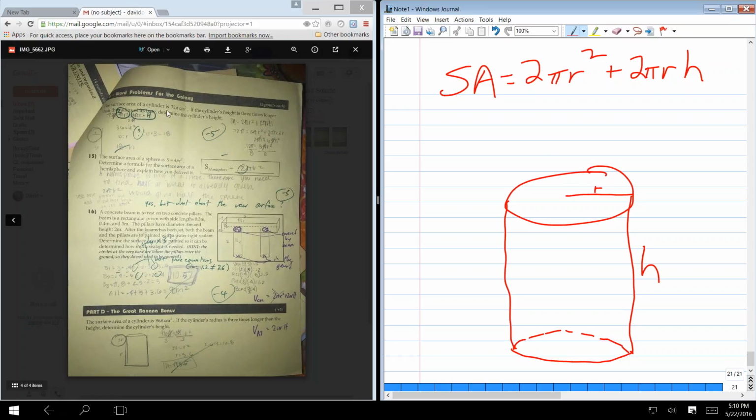Now we go in and we start substituting. Well, they give us the surface area is 72 pi, so we'll write that over there. We've got r and h as our variables left. Tells me the cylinder's height is 3 times longer than the radius of its base. So what can I fill in for h?